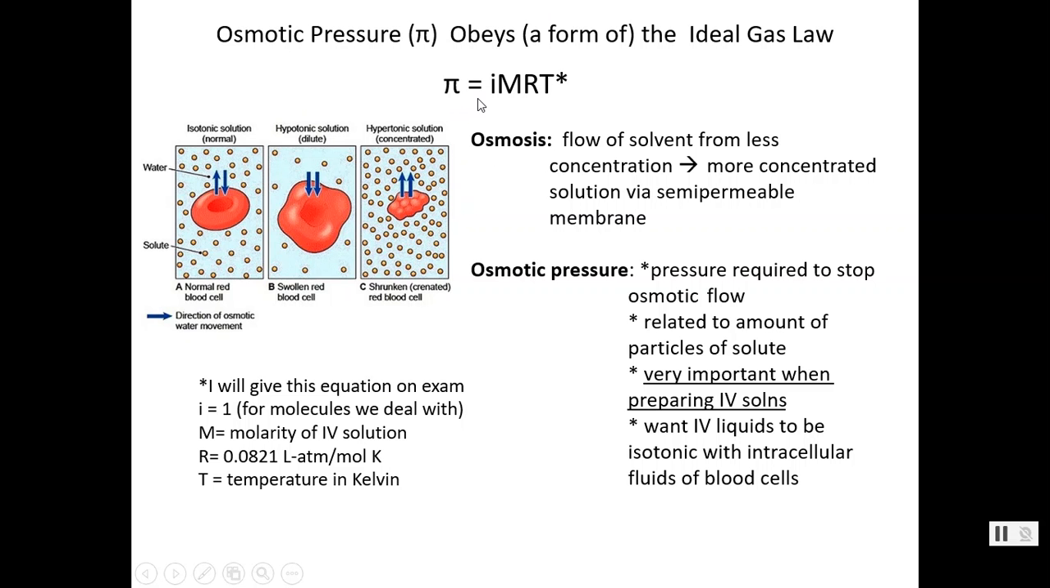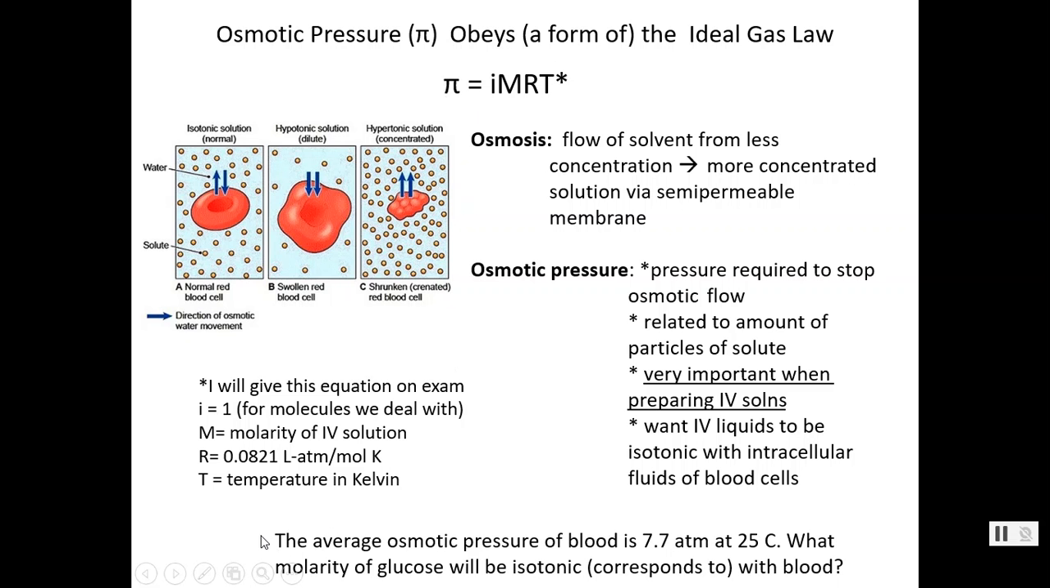So think about that. i is a constant for a particular molecule. M is the molarity of your IV solution. R is the gas constant in our favorite units of liter atmosphere per mole Kelvin. And T is the temperature in Kelvin. Okay? So obviously you will have your notes when doing practice problems and exams, so you will have this equation ready to use when need be.